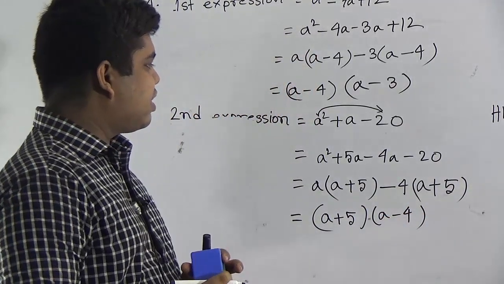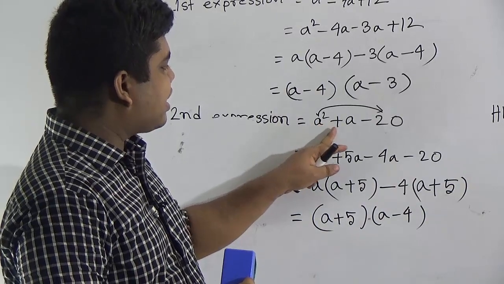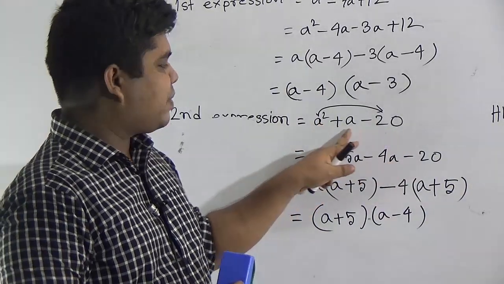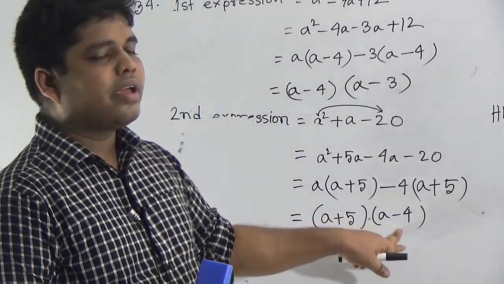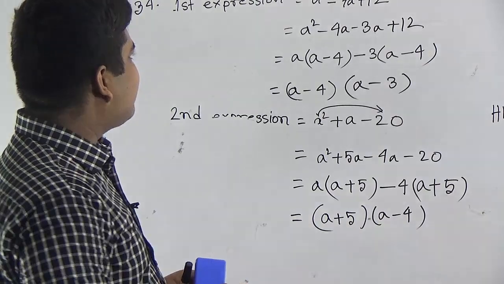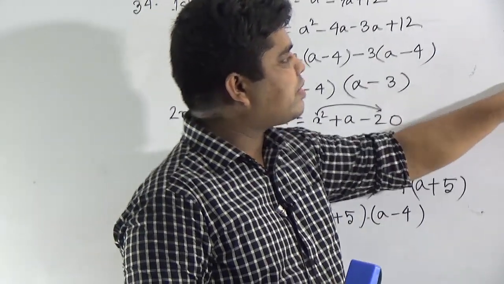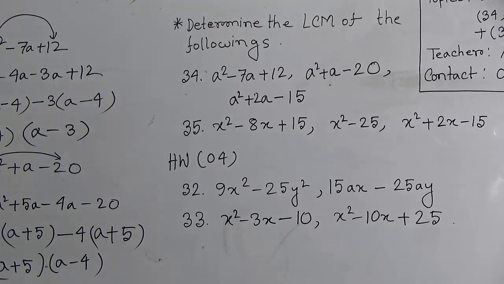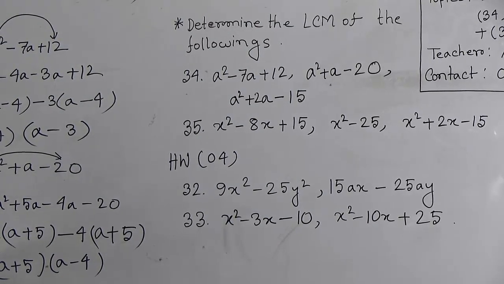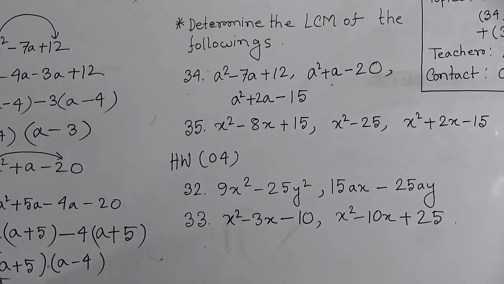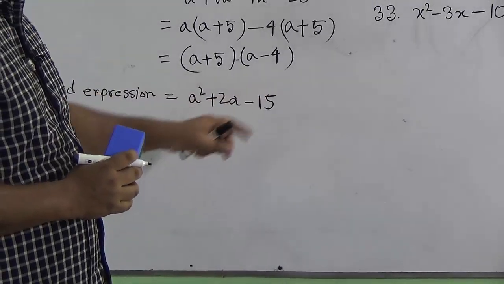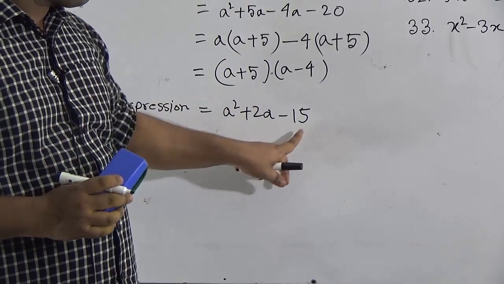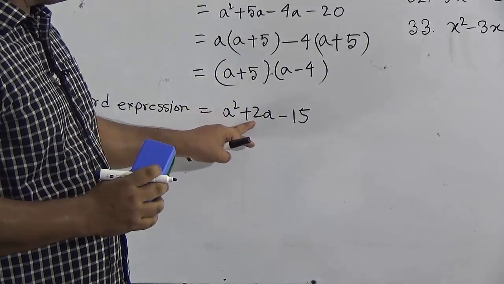I hope you understood how to resolve into factors of a square plus a minus 20. After solving a square plus a minus 20, we get two factors, a plus 5 and a minus 4. Then we resolve into factors of the third expression. So the third expression is equal to a square plus twice a minus 15. So if we multiply these two numbers, then we get minus 15 a square. Then we break twice a.